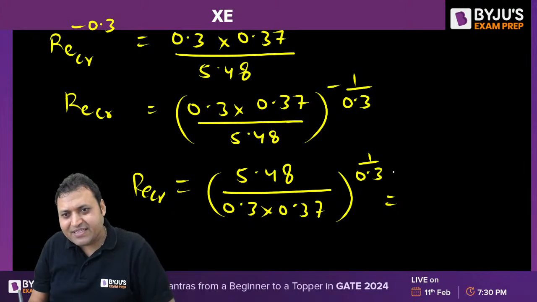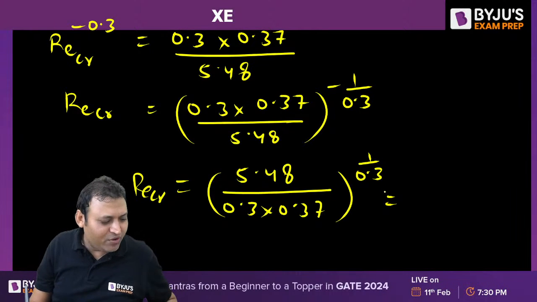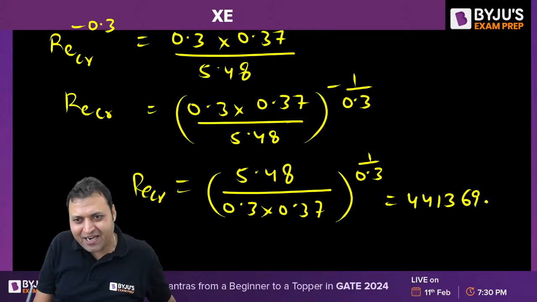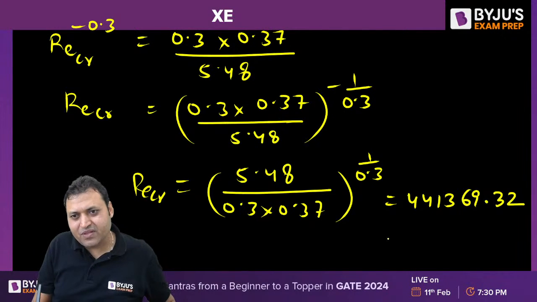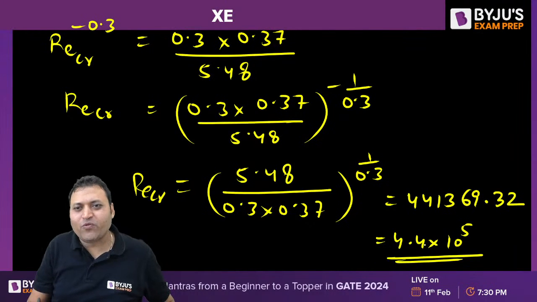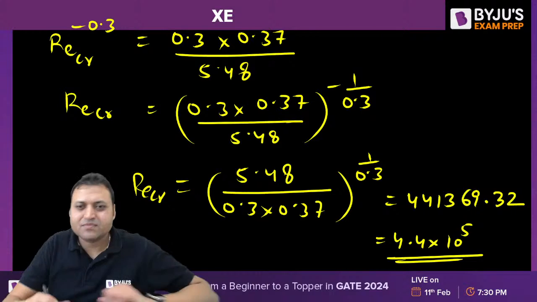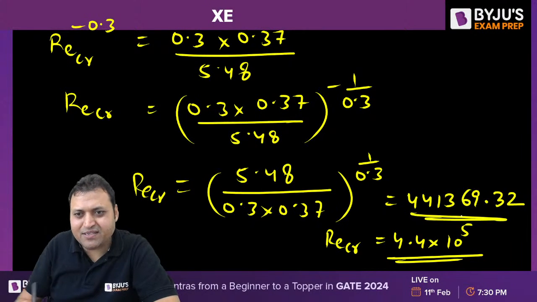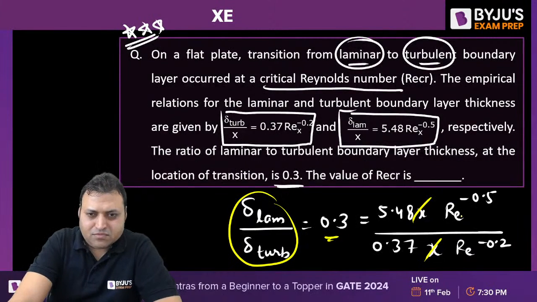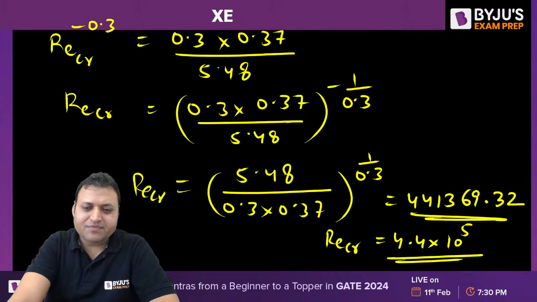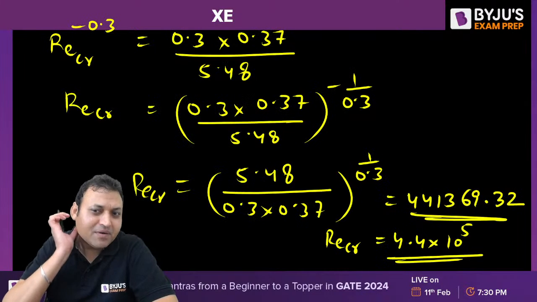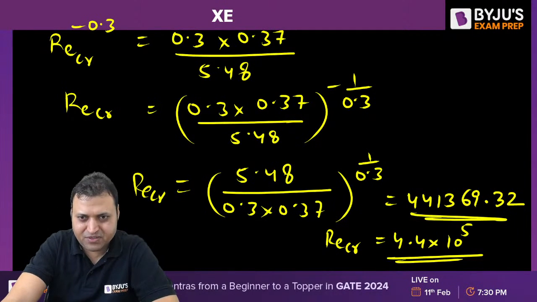Right? Yes, Abhi, well done. It will be around 441369.32, or we can say 4.41 into 10 to the power 5. That is the critical value of Reynolds number. This will be the answer. So for NAT questions, there will be a range given. And if your answer is within the given range, then it will be treated correct.